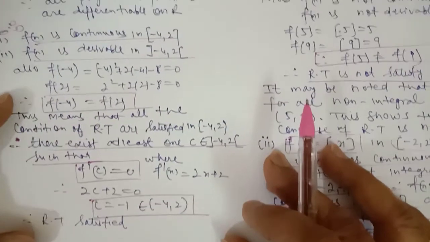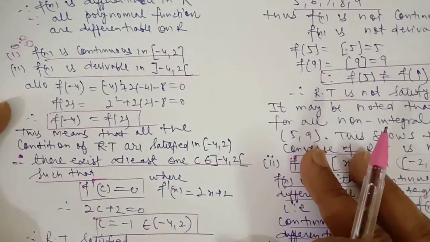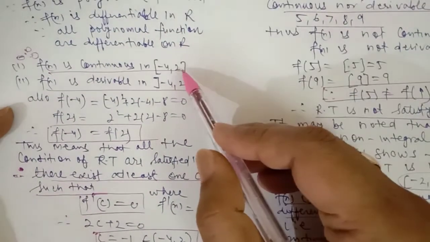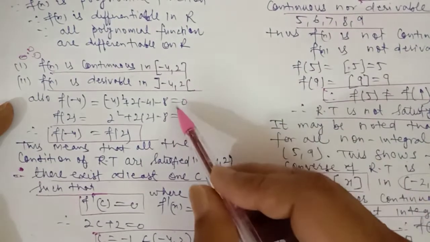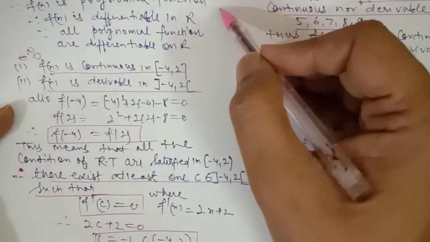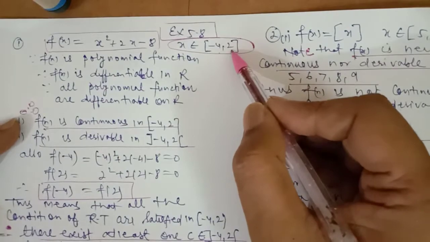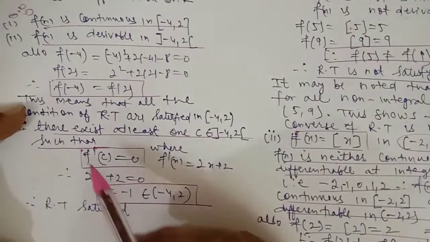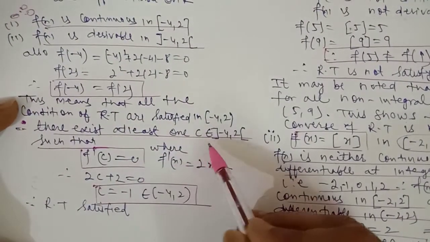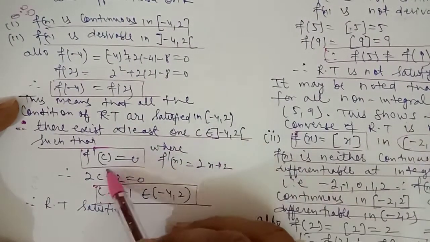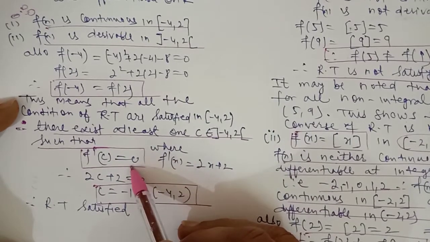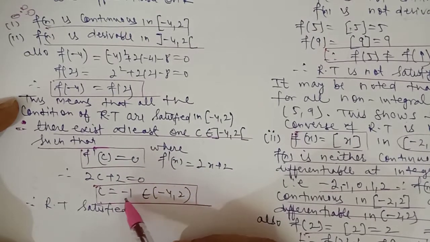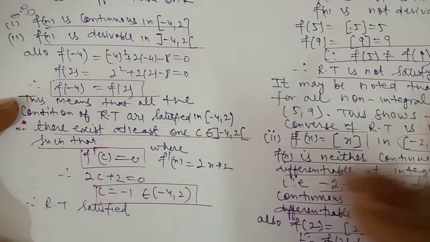Because it is a polynomial function, it is differentiable as well as continuous in the given interval. f(a) is equal to f(b): we have got the value of a as -4 and b as 2, so f(a) is equal to f(b). So all the conditions of Rolle's theorem are satisfied. So there must exist at least one point c in the open interval such that its first derivative equals 0. So the value of c is -1, which lies in this open interval.